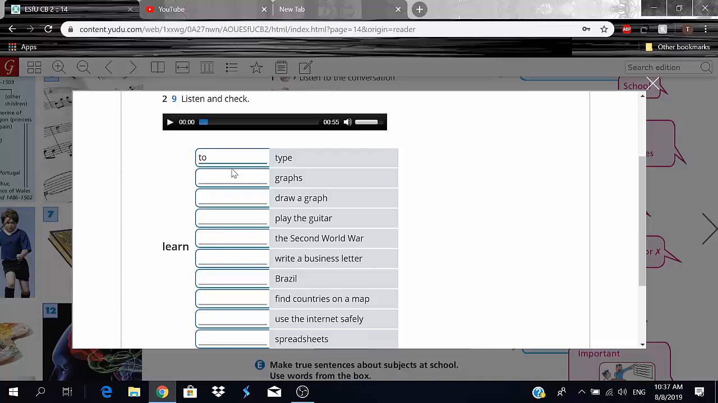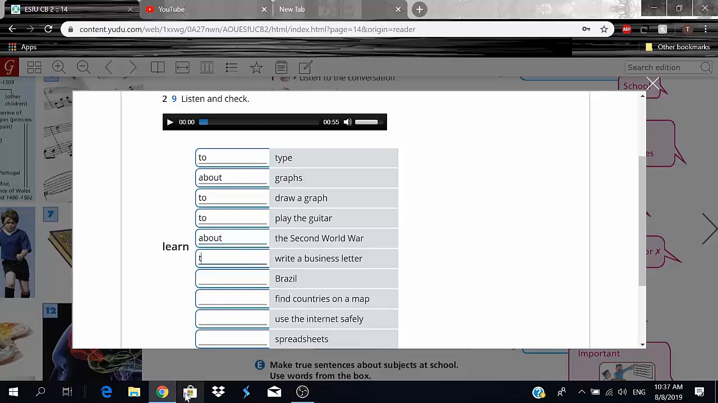So I'm going to learn to type. Graphs, I'm not going to do anything specific like draw a graph, so learn about graphs, okay? Draw a graph, however, that's a different story. Now I'm going to use to, okay? And the reason for that is learn to draw a graph. I'm going to learn to do something, okay? Learn to play the guitar. When I use to, I'm going to be doing an action that requires me to learn something new. Learn about the Second World War, okay? Now I'm going to learn about something here, okay?